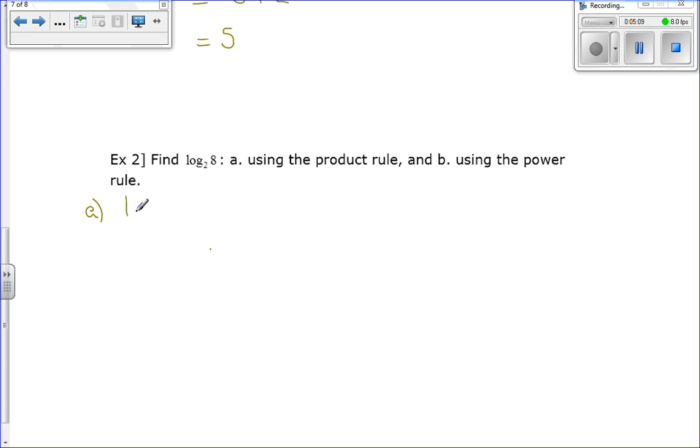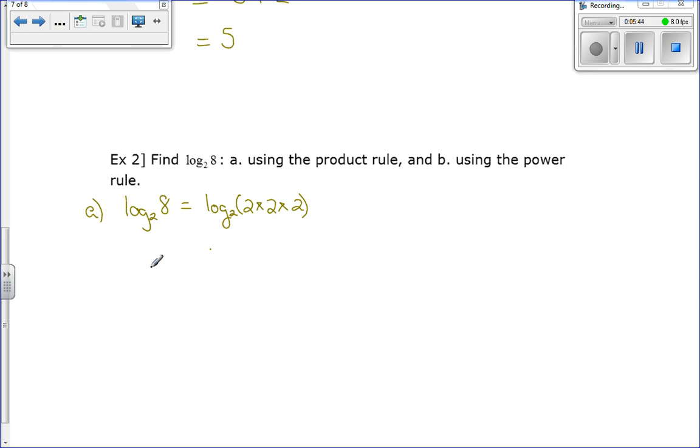So what that means is I have to take the log base 2 of 8 and turn it into a product. Well, what can I do with 2 to a power to make it equal to 8? For the product rule, you want to do a product, so what can I multiply by itself, how many times, to get to 8? So it would be 2 times 2 times 2.